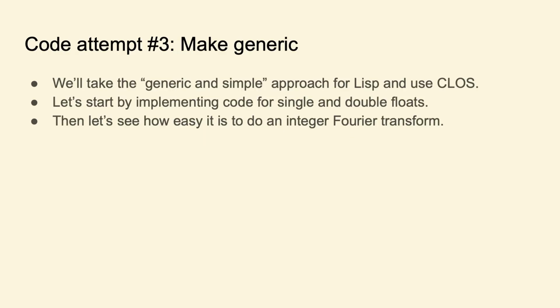So let's do this as a third attempt at writing this FFT. This time we'll go for the generic and simple approach. We'll just implement it now for single floats and double floats to get a feel for what this interface is going to look like. And then we're going to try using this to see if we can define an integer Fourier transform.